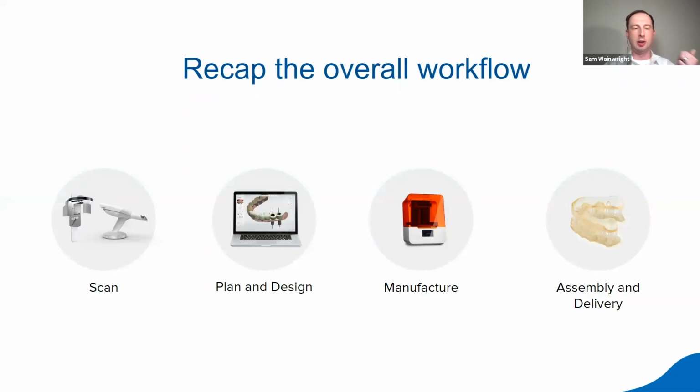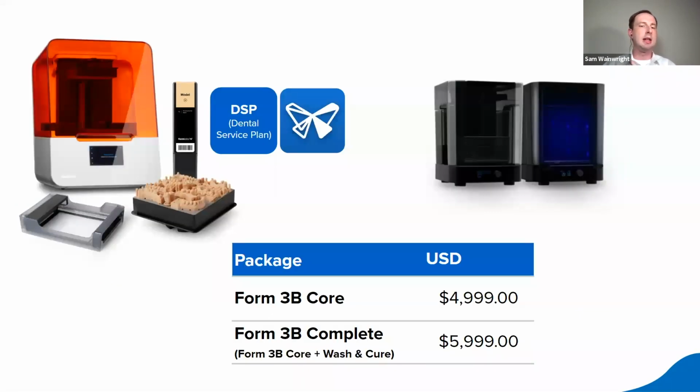Again, workflow: digital impression or CBCT scan if you need it for the application, design, plan, manufacture, assemble, and deliver. This is my last slide here, but the Formlabs 3B is our newest generation printer. It comes with the accessories you see here, our dental specific support plan, which is a team dedicated to dental, and their response times are better and everything else, PreForm of course. And then I highly recommend considering the complete package, which has wash and cure. Wash and cure is game changing in my opinion.